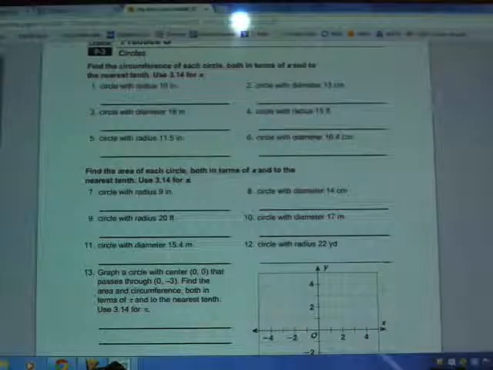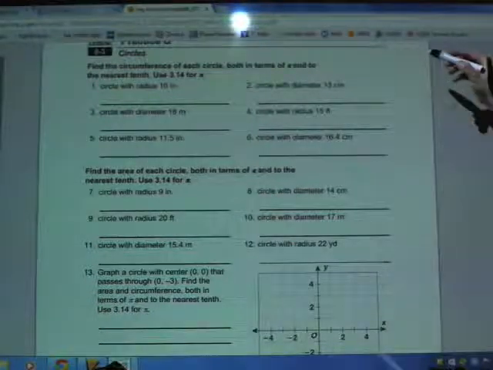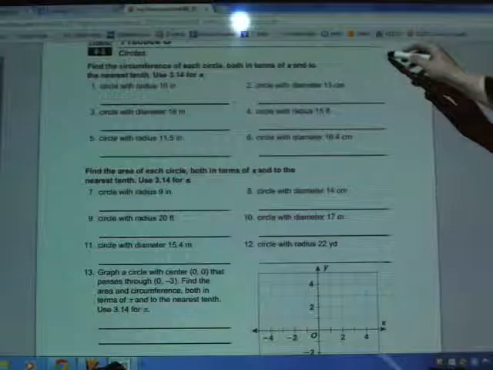It says for us to find the circumference of the circle, both in terms of pi and to the nearest tenth, using 3.14 for pi. So the first thing we need here is the formula. The formula is the same you saw in class. Remember, there's two ways depending on what you're working with.